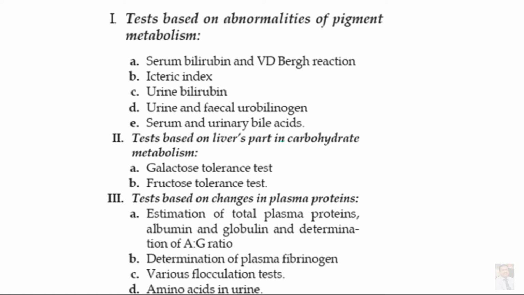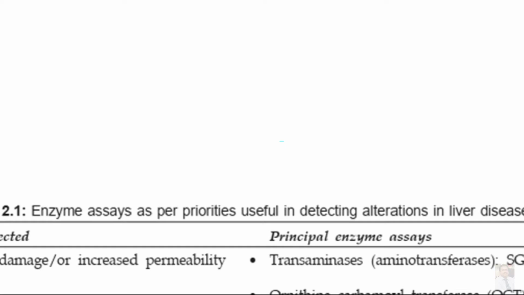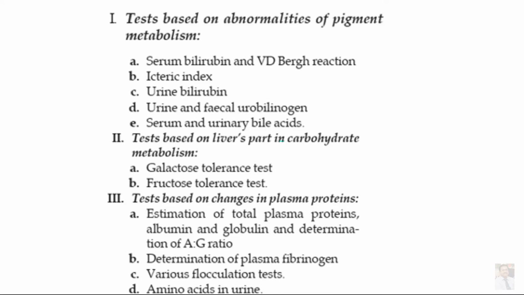Next one is the third part, tests based on the changes in plasma proteins. That is very simple: the plasma proteins have different levels. All the plasma proteins we have to check, and the levels have to be quantified between two categories, that is albumin and globulin. And the albumin and globulin ratio has to be prepared and tested.